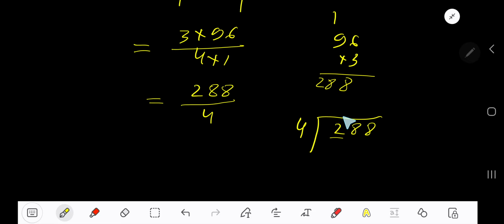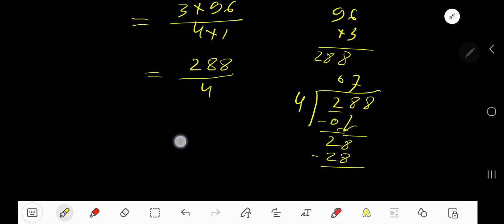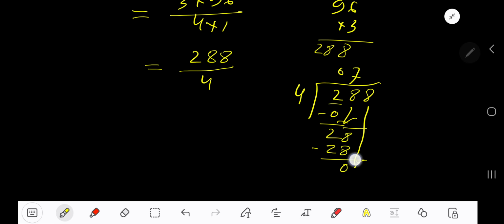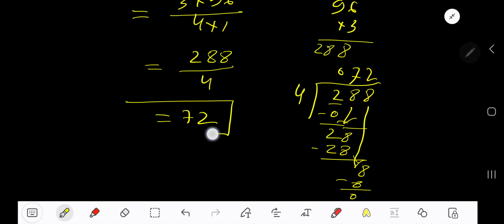4 goes into 2, how much? 0 times 4, 0, subtract 2, bring down this 8. 4 goes into 28, how many times? 7 times 4, 28, subtract 0, bring down this 8. 4 goes into 8, how many? 2 times 4, 8, subtract 0. So 72. This is the answer.